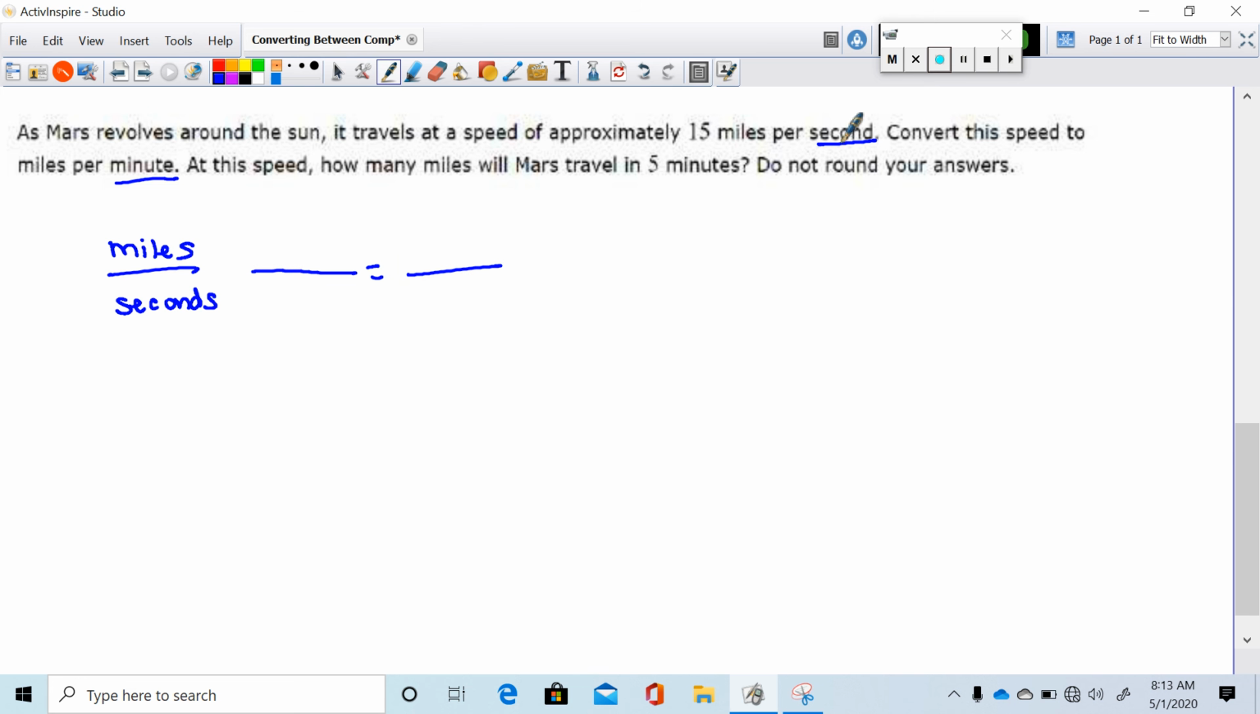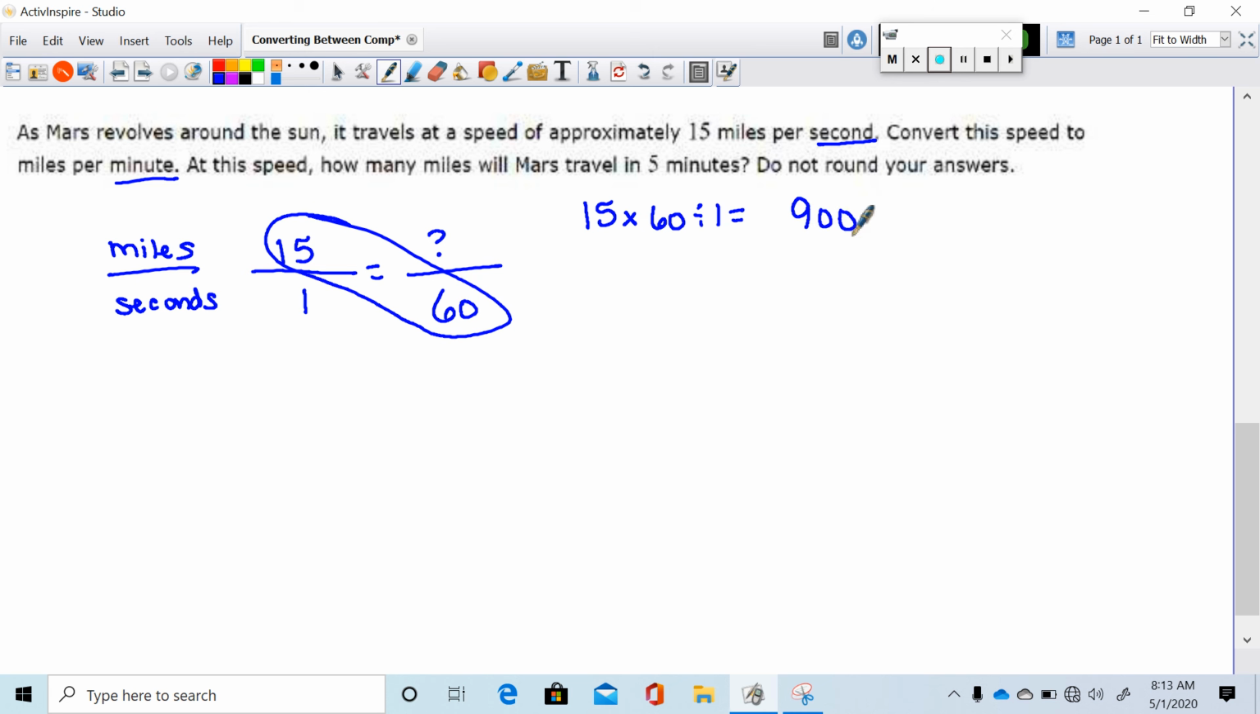So 15 miles per second. So that's 15 miles in 1 second. Convert this speed to miles, we don't know, per minute. Well, there are 60 seconds in a minute. So I'm going to do 15 times 60 divided by 1, which is basically just 15 times 60. I get 900 miles per minute.